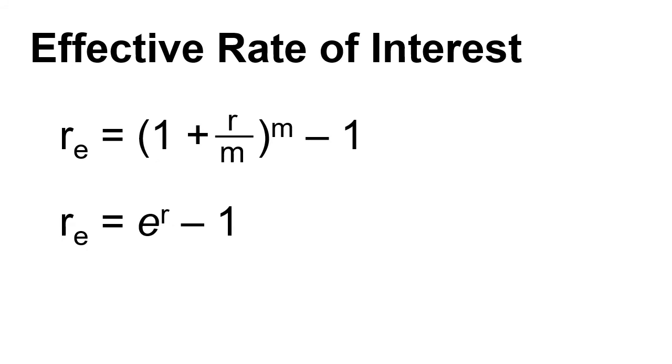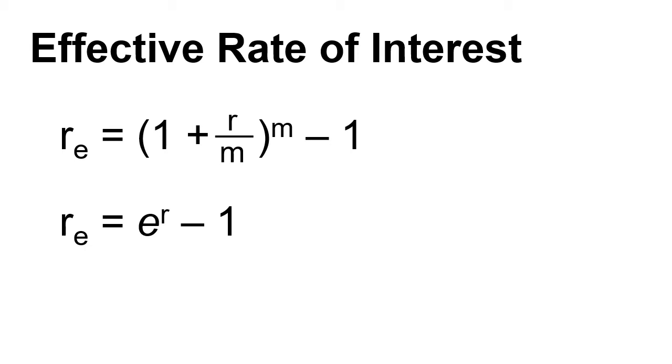So now we're going to discuss effective rate of interest. The formula to solve for the effective rate of interest is R sub E equals 1 plus R over M raised to M, minus 1. So that is for the effective rate of interest when the compounding period is given. R sub E is the effective rate of interest, R is the rate, M is the compounding period.